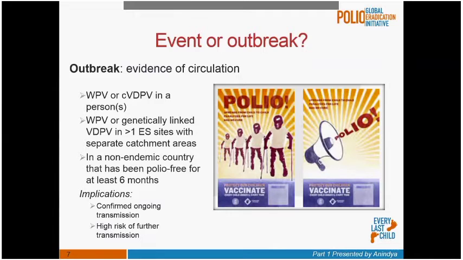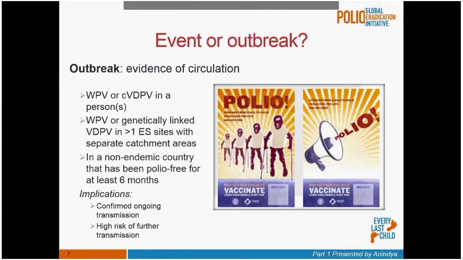But this virus that we isolated in Nigeria about a couple of months back was genetically linked to an older virus also isolated from Nigeria. So that told us this virus had been transmitting in Nigeria. Although this was a single environmental sample, it had been transmitting in Nigeria. Therefore, we labeled this single isolation as an outbreak and not as an event. So even one virus, if genetically linked to other viruses, will be labeled as an outbreak.